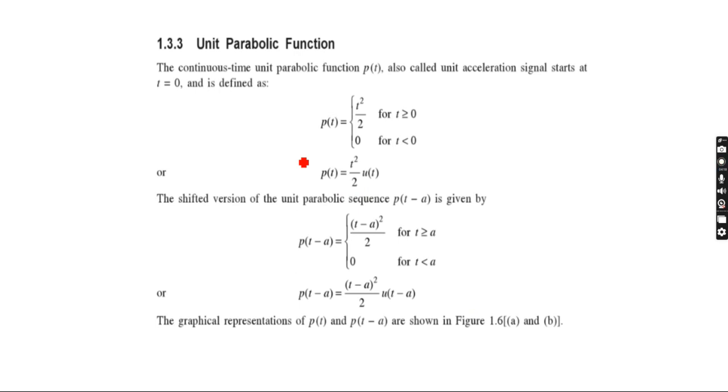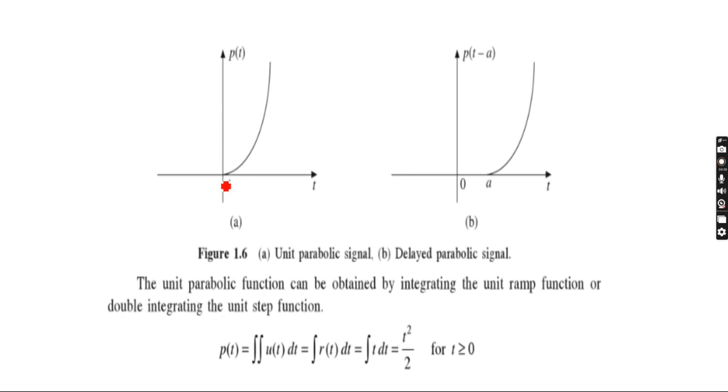The continuous time unit parabolic function p of t, also called unit acceleration signal, starts at t equal to 0 and is defined as p of t is equal to t square by 2 for positive values of t. For negative values of t, the amplitude of the parabolic signal is 0, like this. So for positive values of t, the signal is t square by 2. For negative values it is 0.